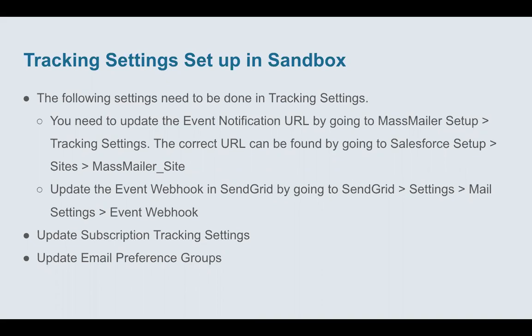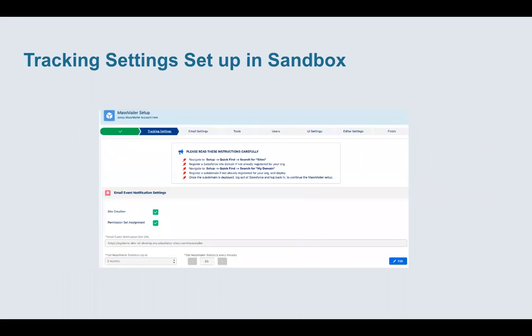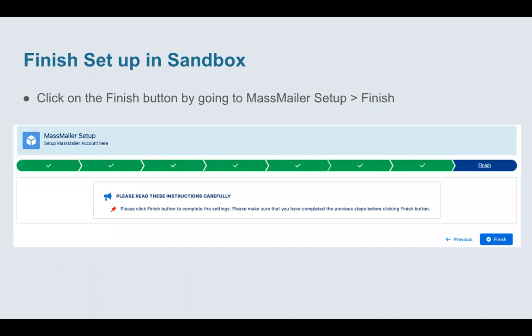And also, you will have to update the subscription tracking settings and the email preference groups, if at all you have any. That is, again, important that you take care of this tracking setting step. And I'll show you anyway how to do this. And finally, once you're done with these steps, you just have to go to the finish button and click on finish. So it is just going to MassMailer setup, finish, and then click on the finish button. So this is nothing, you just have to click on a button.